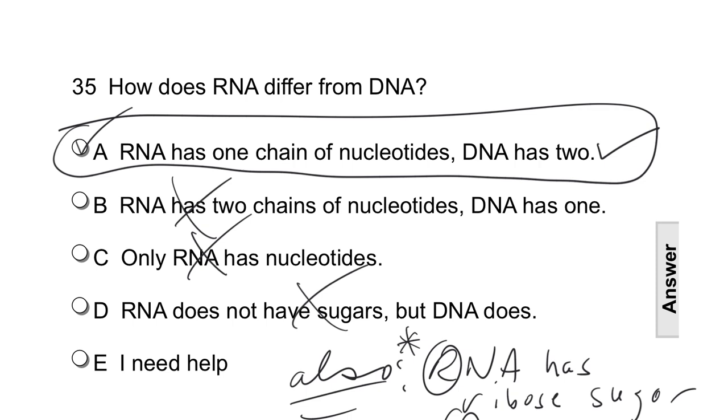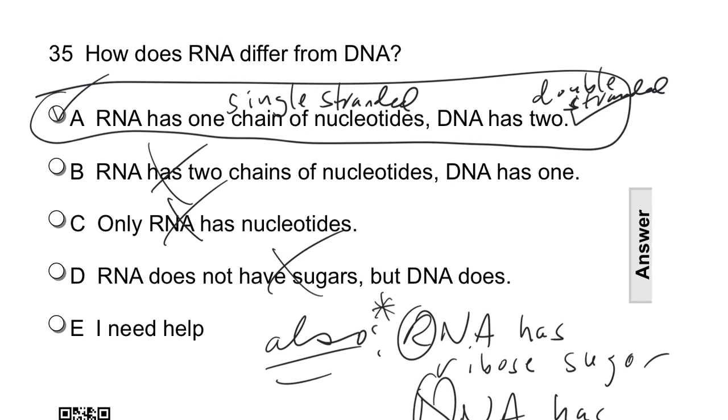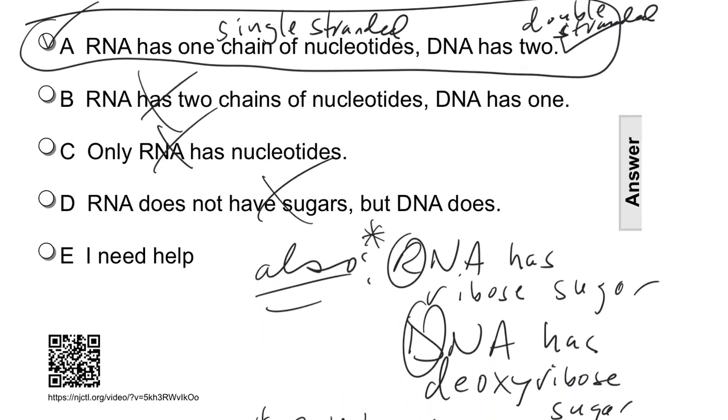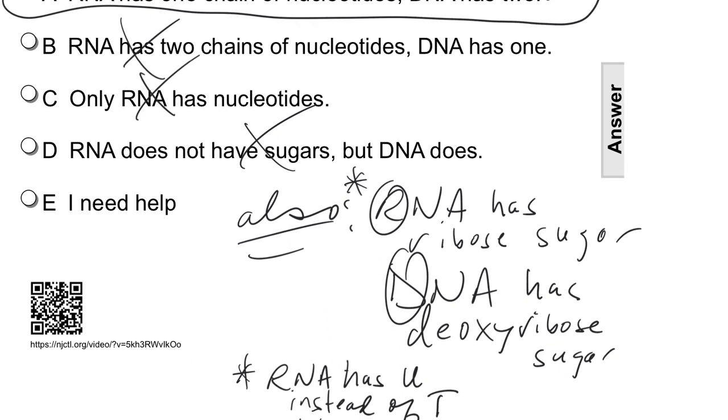How does RNA differ from DNA? Well, there's a lot of differences, but RNA is single-stranded, whereas DNA is double-stranded. So the shape is totally different. So that's the only right choice there. But you should know all kinds of other ones.